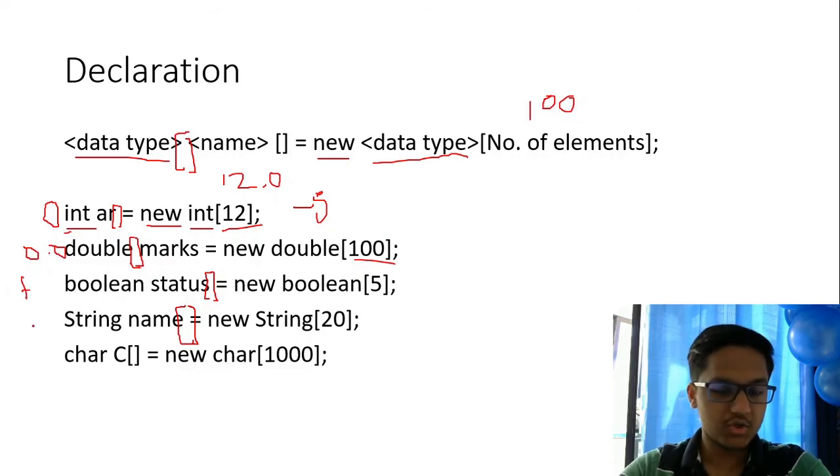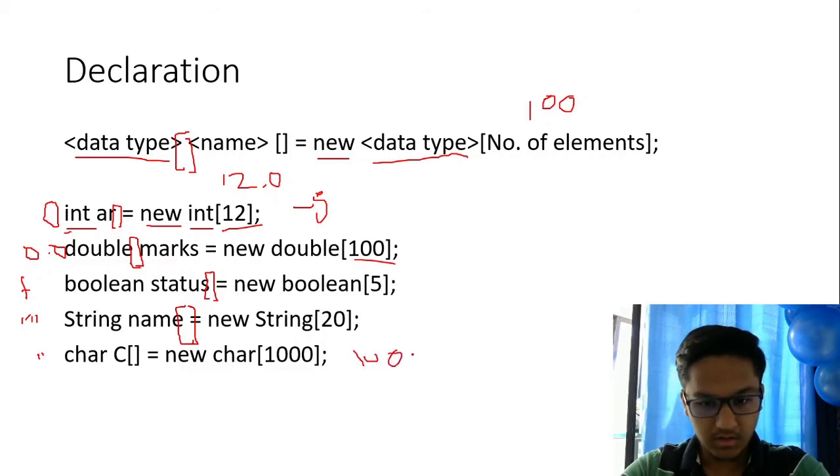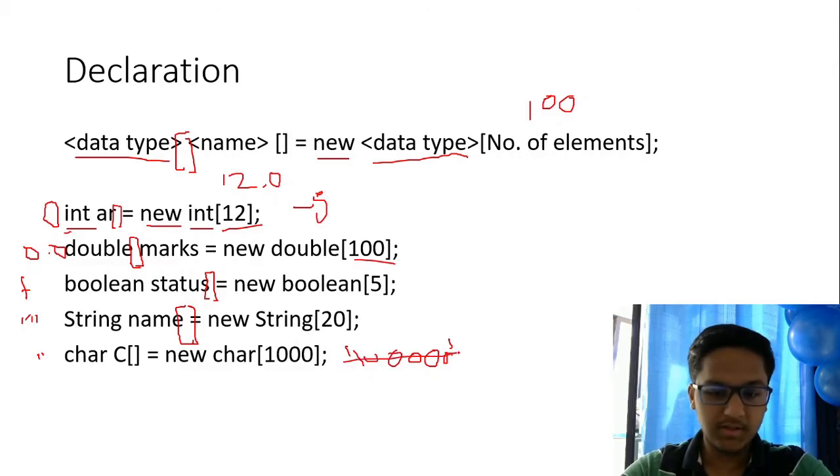False, false. String will have just null, so open bracket, close bracket, it'll be null. And for character, again, it'll be nothing, so it'll be empty. You can write that as backslash u and then 4 zeros. You might have seen this somewhere. This is actually the default value of character. It's something along these lines. I'm not too sure, but you don't need to know that. It's just that it's empty.